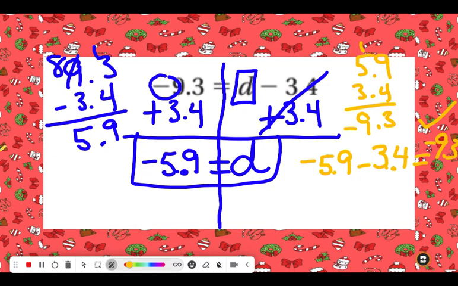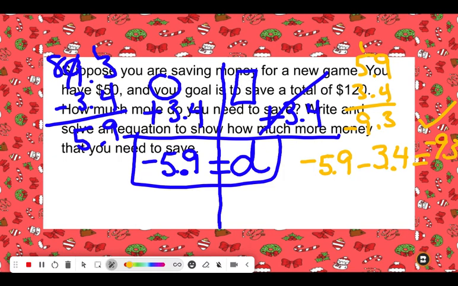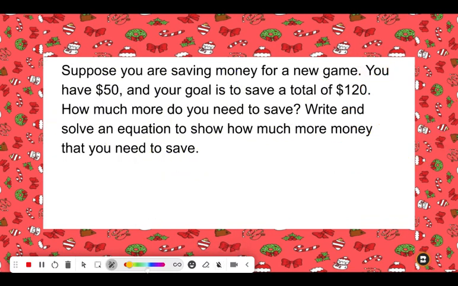Great job. Okay, let's look at the word problem. Suppose you are saving money for a new game. You have $50 and your goal is to save a total of $120. How much more do you need to save? Write and solve an equation to show how much more money you need to save. So the total always goes after the equal sign.